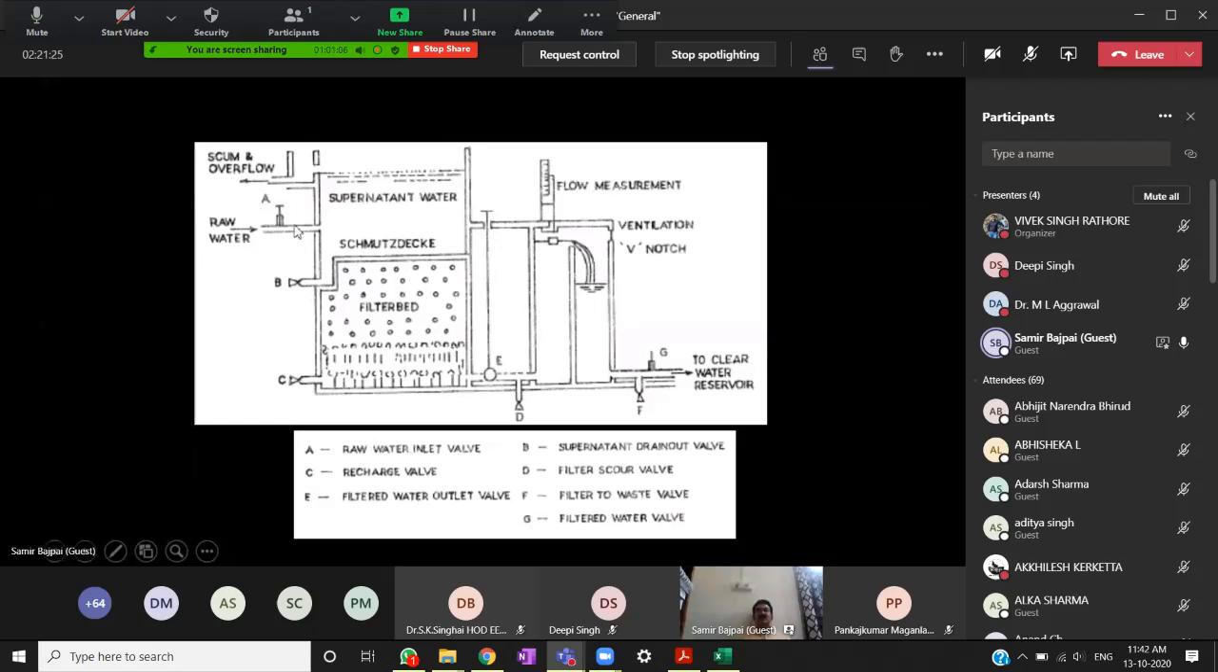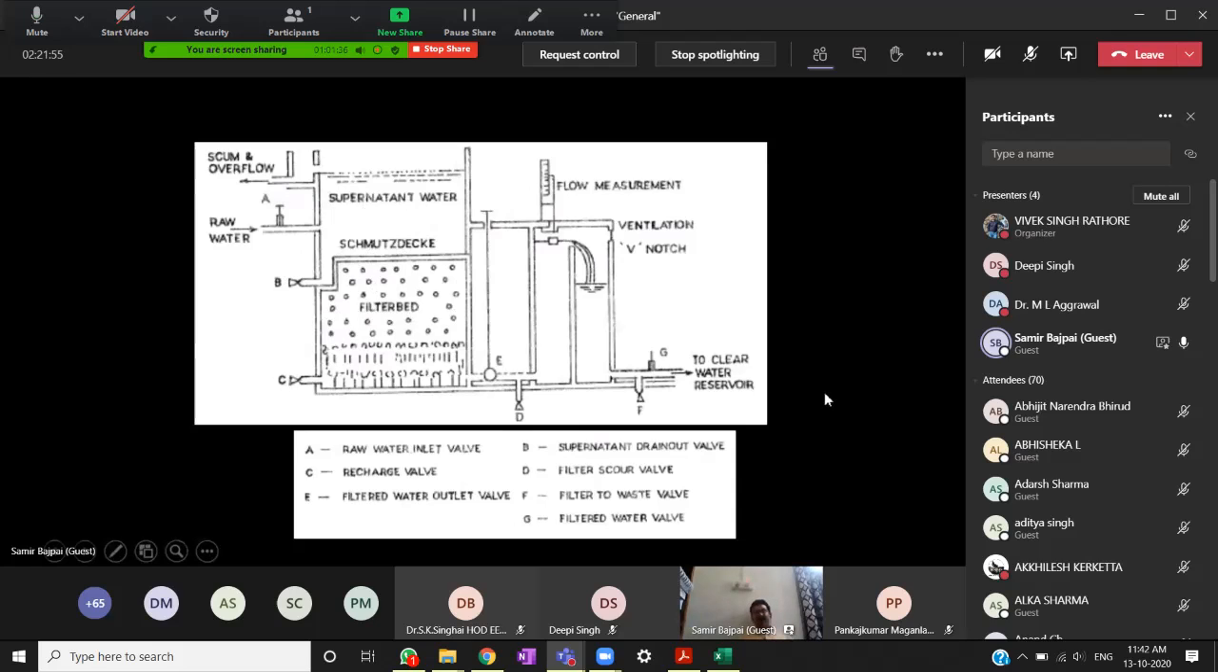Any scum, any undesirable floating solids flow out, and the water will pass through this filter bed, be collected through the bottom drains, and then taken to the clear water reservoir. This is how it works. After this Schmutzdecke dirty layer has developed, you need to clean the surface and then start the operation. After the filter sand has depleted to a larger depth, then you need to refill the clean sand again.